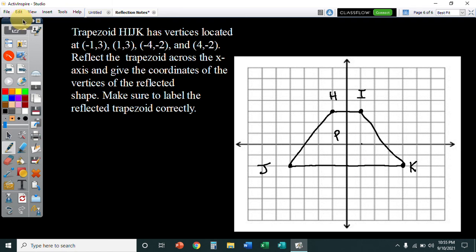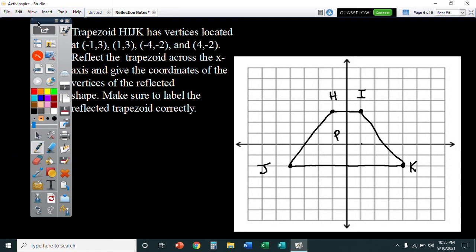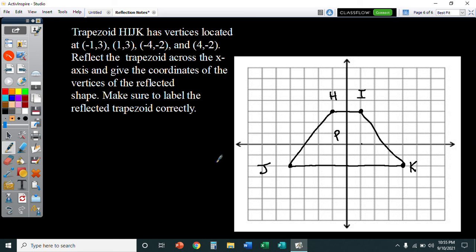So let me change pen colors here, like I've been doing. We'll go to blue again. It says reflect across the x-axis. And then it says give the coordinates of the vertices. And then make sure to label it correctly. So we got a couple things we got to do here.